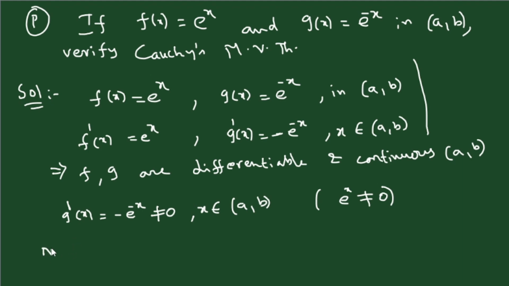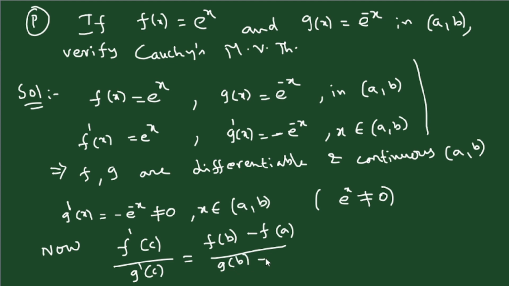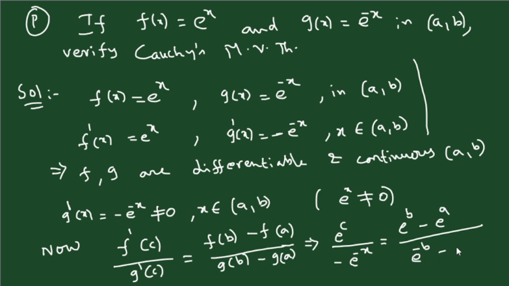Right? Now, let us consider f dash c by g dash c equal to f(b) minus f(a) by g(b) minus g(a) and find c. Okay. What is f dash c? f dash c is e power c because f dash x is e power x, by g dash c, which is minus e power minus c. f of b is e power b, f of a is e power a. g of b is e power minus b, g of a is e power minus a because g of x is e power minus x.